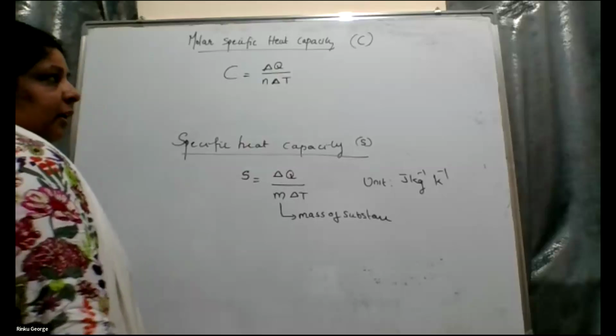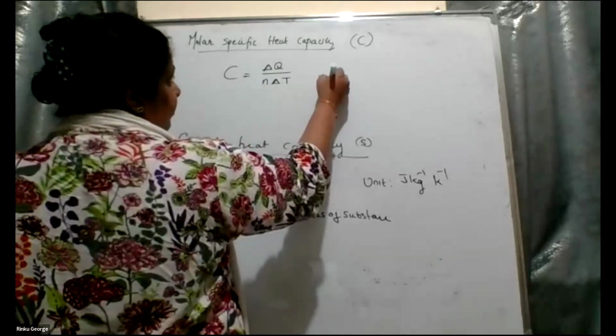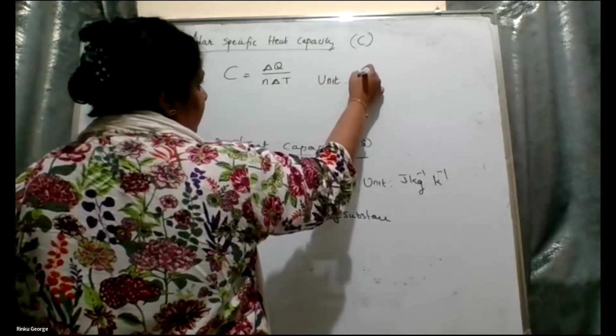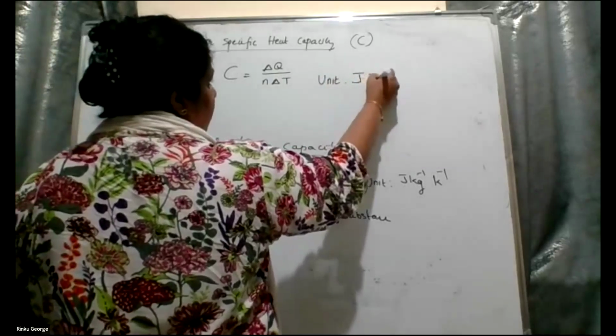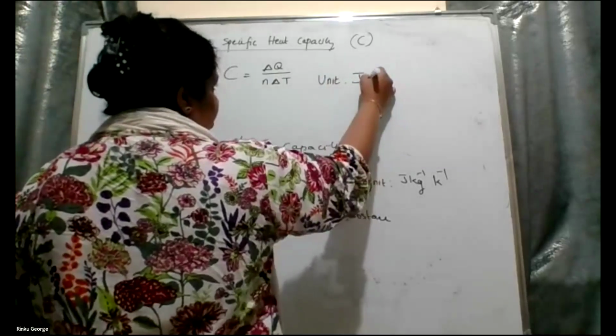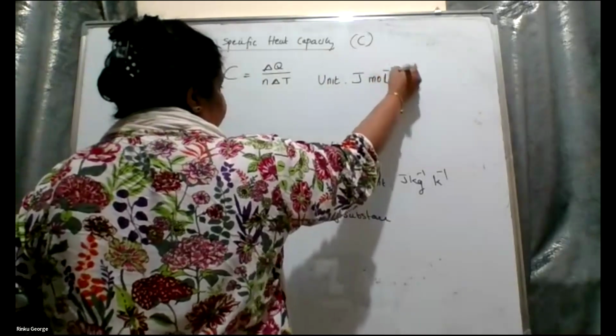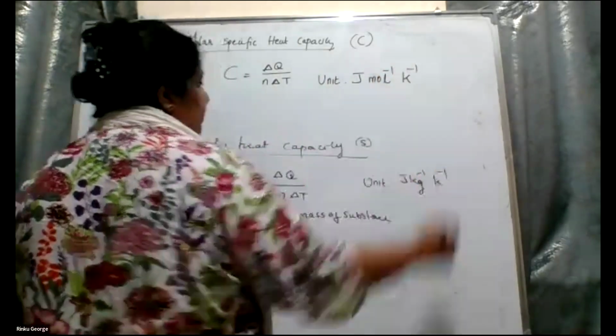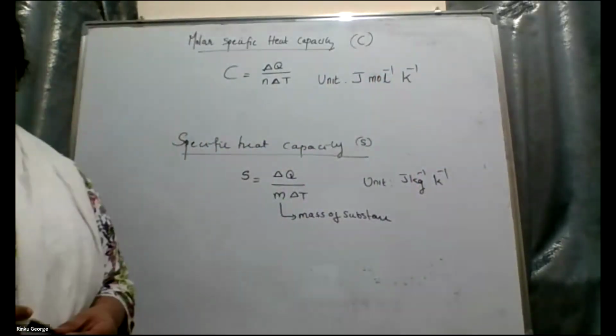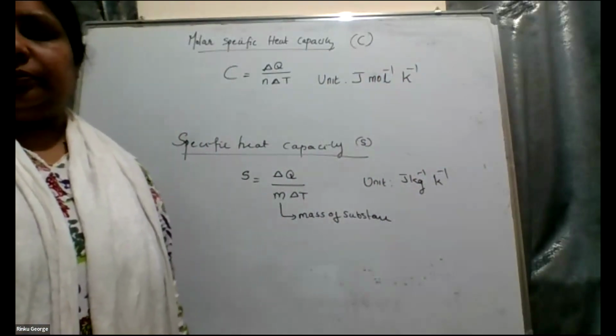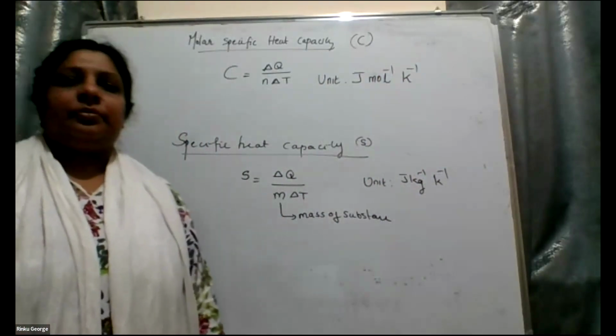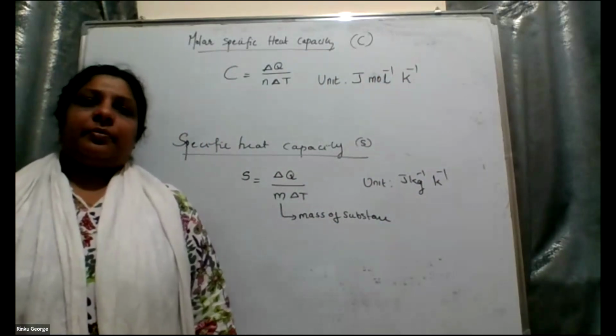Formula will be delta Q by N delta T. Unit will be joule, mole raised to -1, Kelvin raised to -1. That will be the unit. Okay.